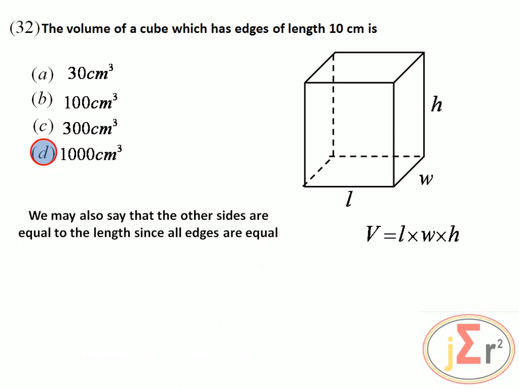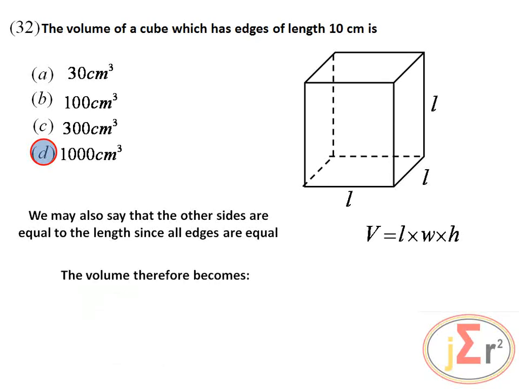We may also say that the other sides are equal to the length, since all edges are equal. All edges are equal, so we may say that the volume is equal to length multiplied by length multiplied by length. All of the edges are equal in length. There we have it.